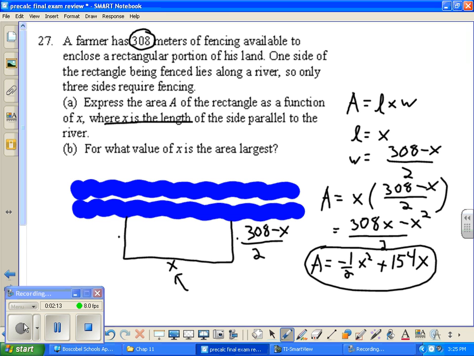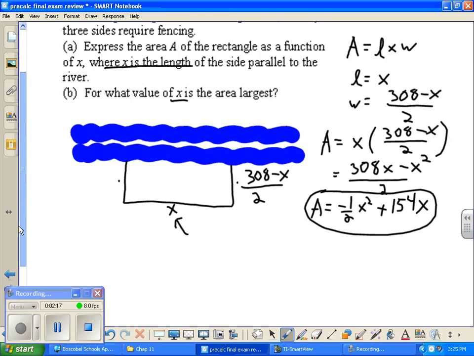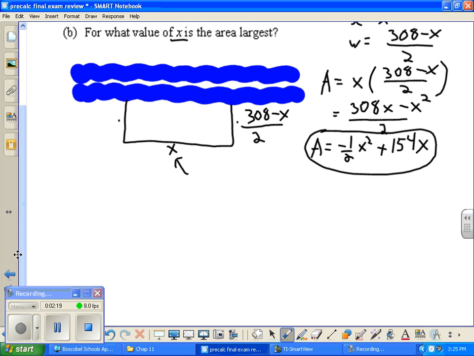Part B, for what value of x is the area largest? Well, that means I want to maximize my area, and at this point I need to recognize that this function is a quadratic function because of this x squared right here. And the graph of a quadratic function is a parabola. And because my a here is negative, that means my parabola is going to open down. It's going to be a sad face parabola, which means I'm going to have a maximum at the vertex.